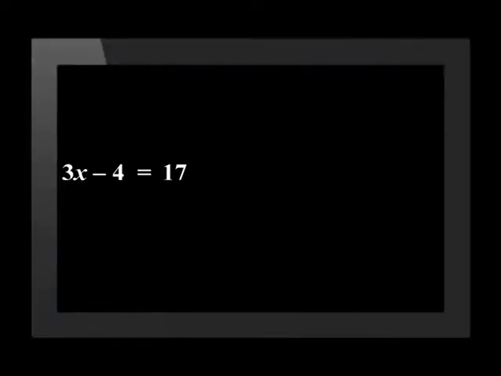Let me show you what I mean. 3x minus 4 equals 17, and 2y plus 3 equals negative 5 are examples of linear equations. If you look at x and y, you will see there are no exponents written. But remember, if there are no exponents, this means there is actually an exponent of 1.